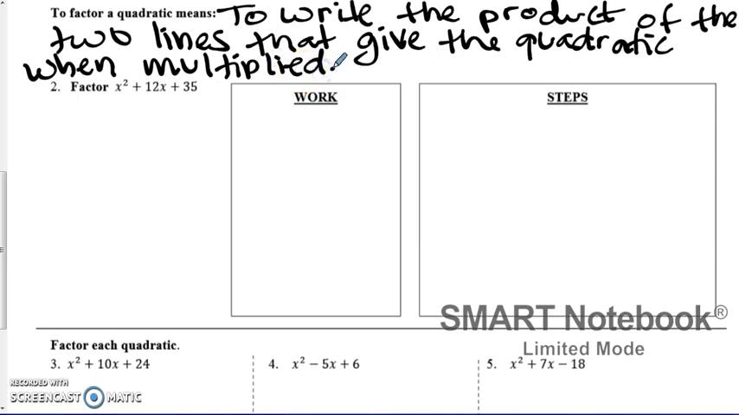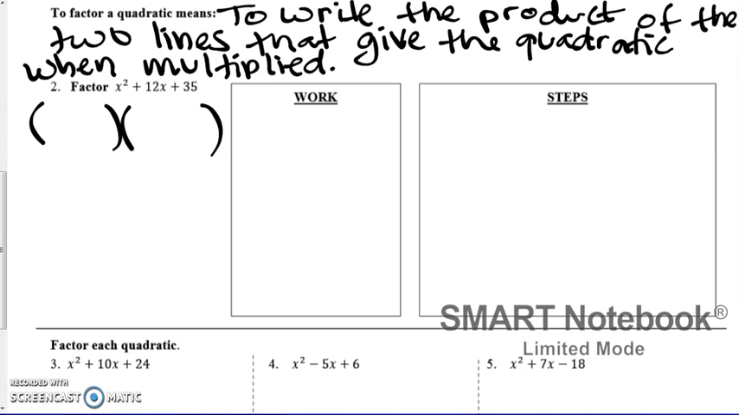Okay? In other words, number 2 says factor x squared plus 12x plus 35. What that means is, to factor means that I want to rewrite this so that I have two linear functions being multiplied together. I'm going to break this down and work backwards. All right, so I'm going to go ahead and give the steps and show my work in each of these boxes to help you factor.